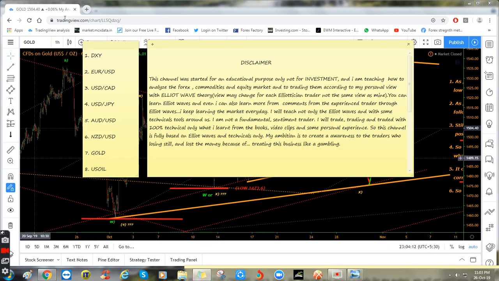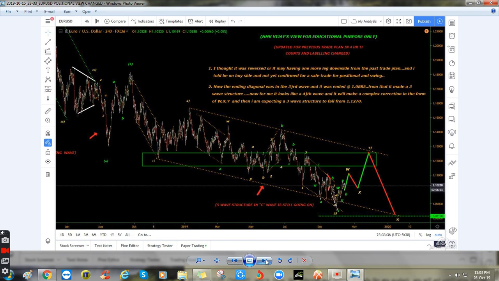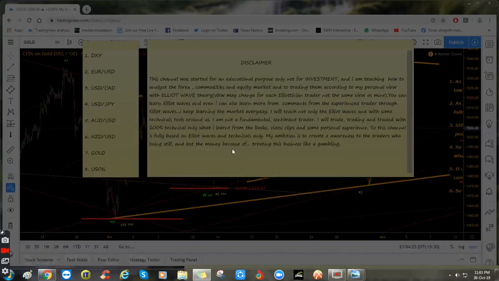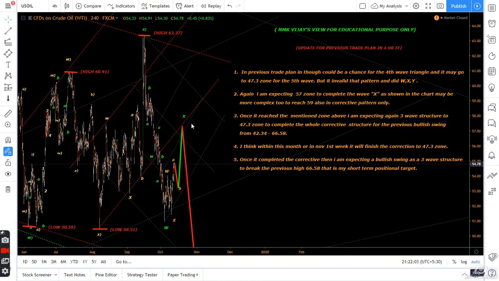The final one is crude. Yes, I have done that also. This is the crude. I have the same view, so I'm just skipping this. Exactly, it has come to that 57 zone. Again, I'm expecting this 57 zone to complete the X wave.